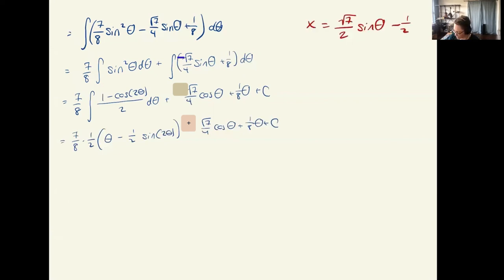All right, sine of theta should be easy enough to find, but sine of 2 theta is a little bit different. So we're going to use the double angle formula here as we ordinarily do. So I've got theta minus 1/2 sine 2 theta, which is the same as sine theta cosine theta.